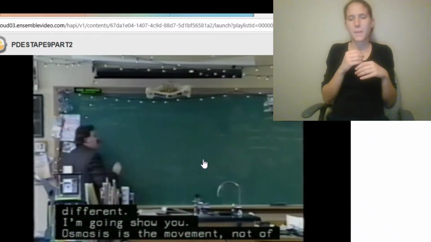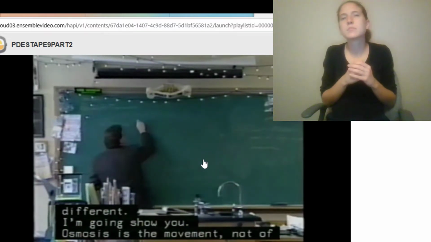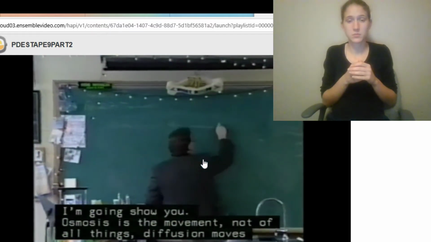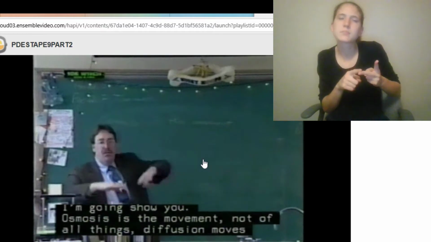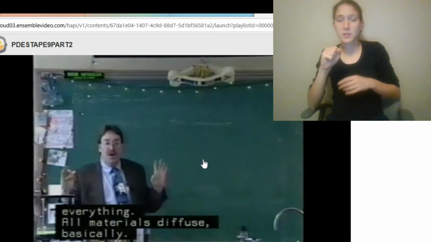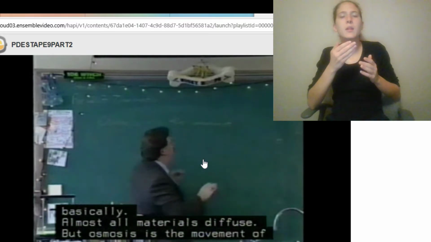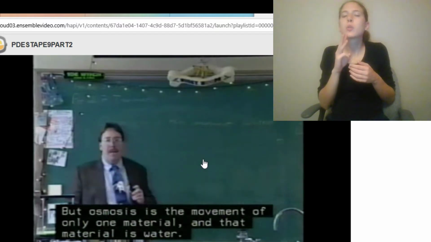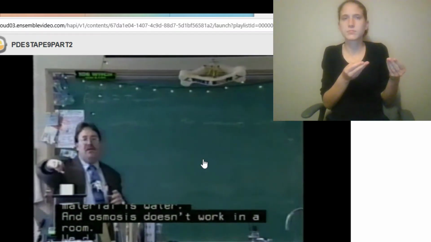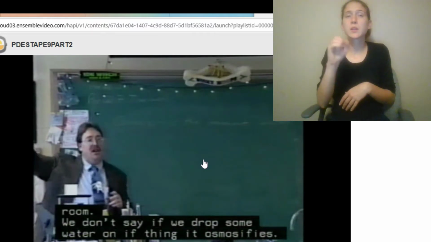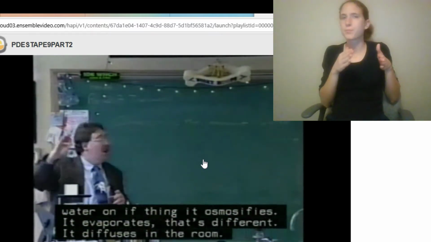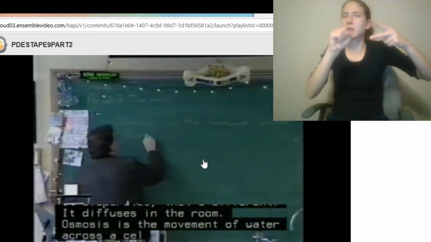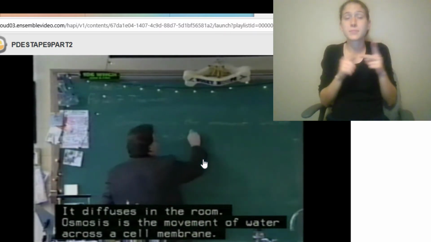Osmosis, first off, is the movement, not of all things. Diffusion moves everything. Almost all materials diffuse. But osmosis is the movement of only one material, and that material is water. And osmosis doesn't work in the room. We don't say if we drop some water on the thing, it osmosifies; it evaporates. That's different. It diffuses in the room. Osmosis is the movement of water across a cell membrane.